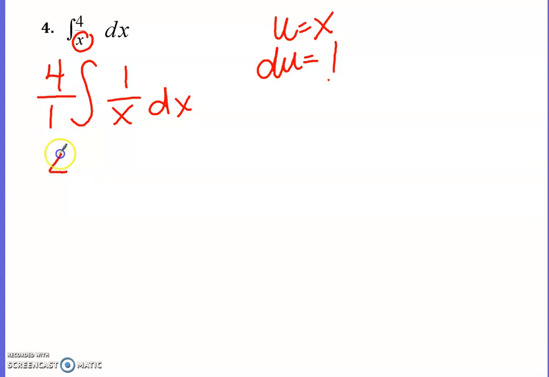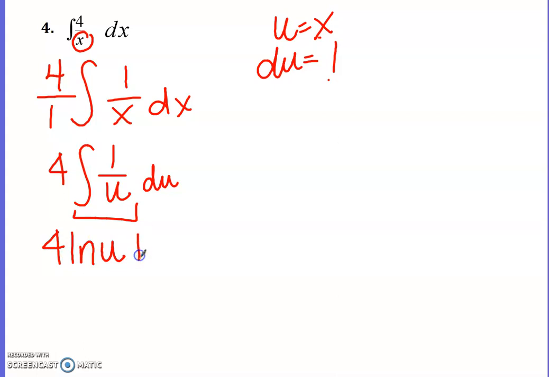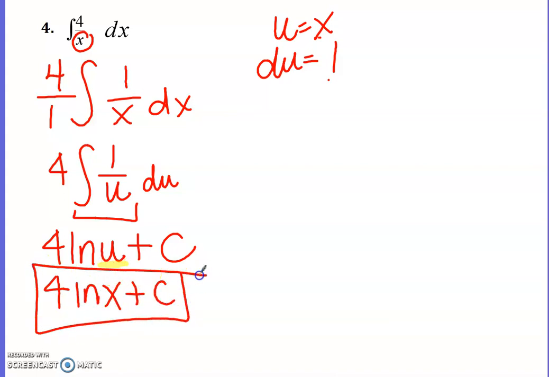So 4 divided by 1 is 4. I substitute in u here because I said x was u. When I do the antiderivative of this, I get ln u, and of course plus c. Then I just sub back in that x for u, and there is the antiderivative.